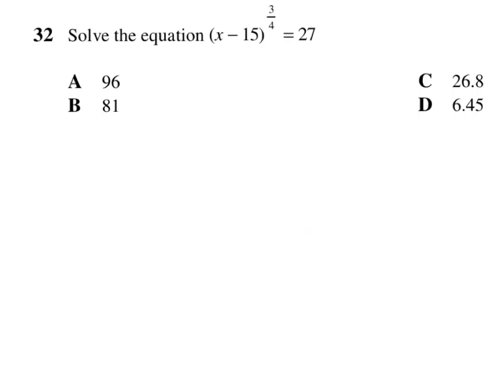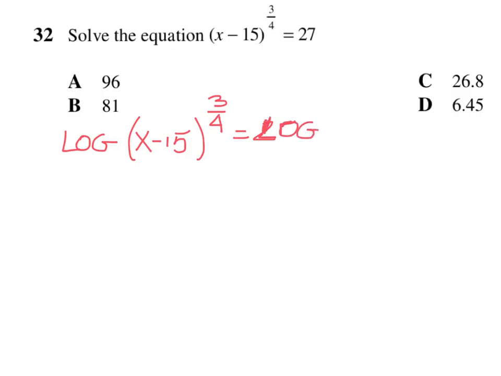Alright, so we have to take the log of both sides. So log of x minus 15, quantity to the 3/4 power equals 27, and that should be log 27. Move the 3/4 out to the left and be left with this.